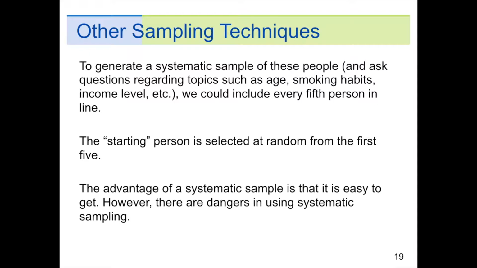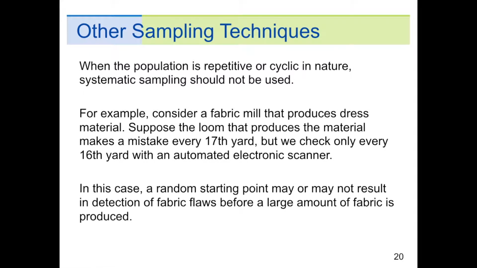So you're not asking every single person in line, you're just asking a set number of them, specifically every 5th person. So it's not a random sample because you are always skipping 4 people. 4 specific people will always not be seen between those. When the population is repetitive or cyclic in nature, systematic sampling should not be used.